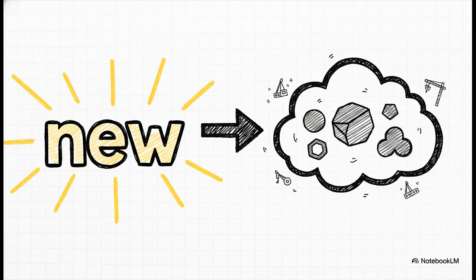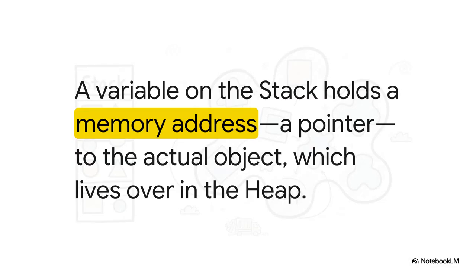Okay, so here's where it all comes together and the two worlds start to cooperate. The variable name, our little claim ticket, lives on the stack inside the method's frame. But its value isn't the string itself. Nope, its value is a memory address, a pointer that tells you where to find the actual string object, which is living way over on the heap.